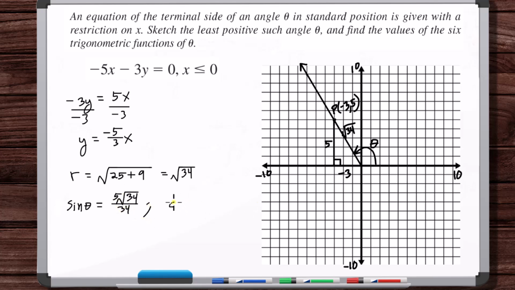Okay, now cosecant theta is the reciprocal of this, but we don't want to have to rationalize again, so let's come back here. Sine is opposite over hypotenuse, so we want to do hypotenuse over opposite. Okay, cosine theta is adjacent over hypotenuse, so minus 3 over root 34. If we rationalize this, we're going to get minus 3 root 34 over 34.